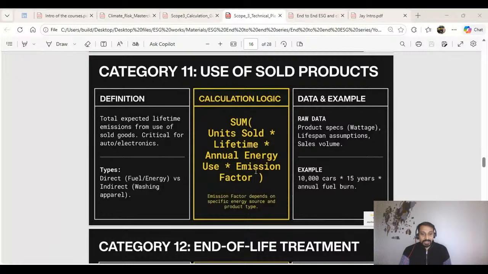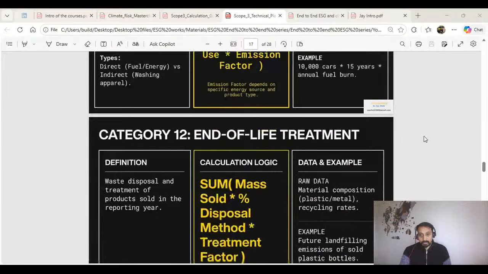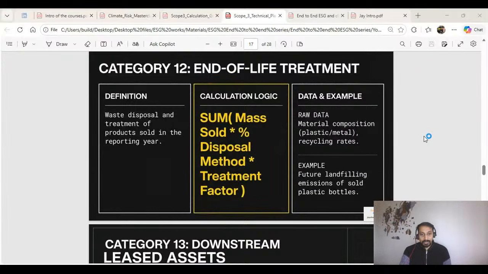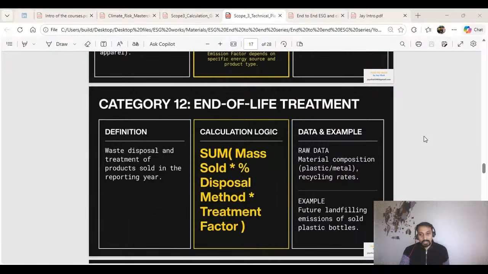Category 12, which is end-of-life treatment. So that covers estimated emissions from disposal of sold products, percentage multiplied by the treatment factor, because it depends on which treatment you are going to use at the end of that particular life. So that requires various assumptions on recycling rates, material compositions, the treatment type and other stuff. So that covers category 12, end-of-life treatment.